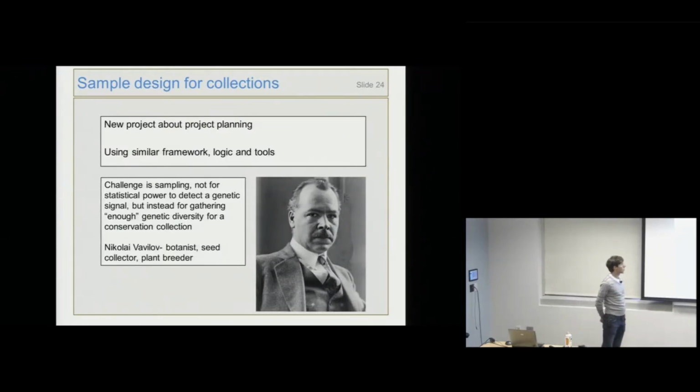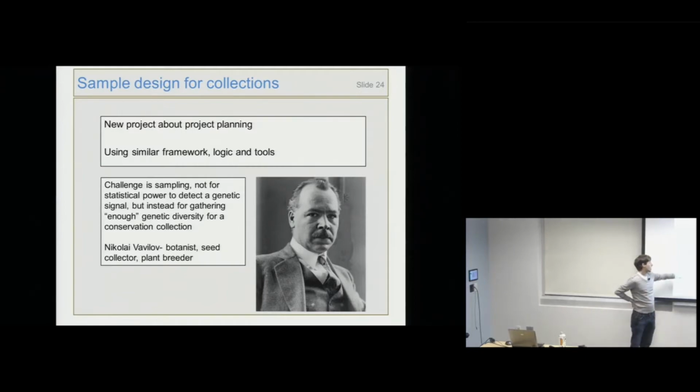So the project I'm going to talk about now is what I'm going to do at NIMBioS. The question is similar: how do we design a good sampling strategy, again using a similar simulation-based approach. But the challenge is not sampling for statistical power; what we want to do is gather enough genetic diversity for a conservation collection.